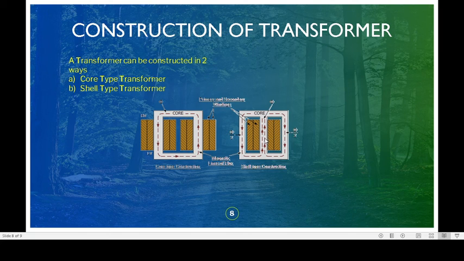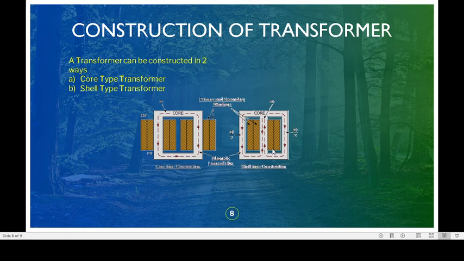Now this flux phi produced in the central limb divides into two parts, that is phi by 2 and phi by 2, in the left side and the right side limb respectively. This flux thus produced finds a low reluctance path in the magnetic circuit, and hence the flux flows. In these windings, we are talking about the shell type and the core type.